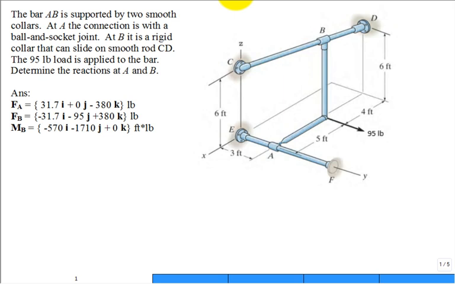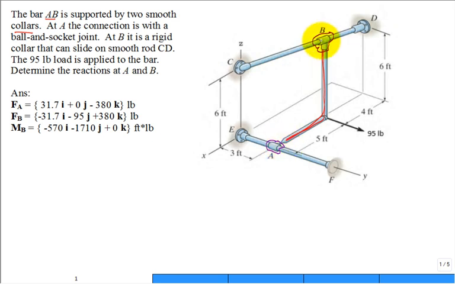So let's take a look at this problem. We have a bar A to B, and it's supported by two smooth collars. So first we find the bar A to B. Here's A, and then this must be the bar that goes between A and B, what I just colored red. And it's supported by two smooth collars. So this is a collar, we recognize that at B, and we recognize this collar at A.